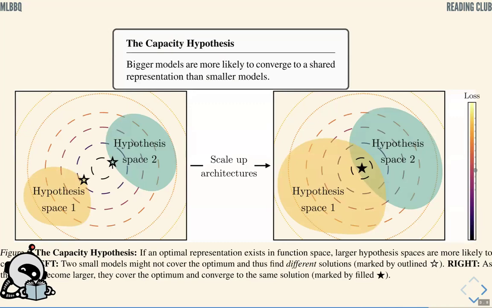The authors go further and speculate on why this is happening, what they claim is happening. One is the capacity hypothesis. On the left, you see that if we have a global optimum, the smaller models will find their respective optimum, but they will not find the global optimum. But the larger models that are capable of holding the idea of the global optimum will both converge to the same one, because they're both able to find it.